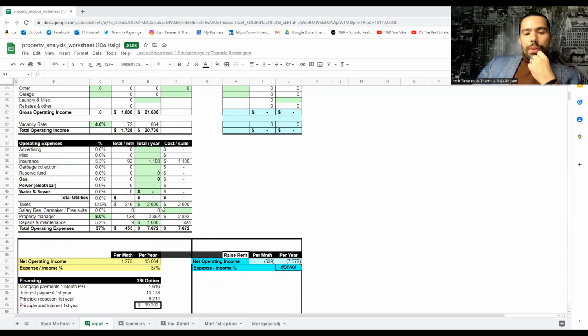Now, tax on the property is about $2,600 annual, which alludes to about $216 a month, so about 12% of the operating expenses there. And property management is 8% in the Niagara region that we're investing in, which is about $138 a month based on the $1,800 in rents. So we're looking at about just under $3,000 as we speak.